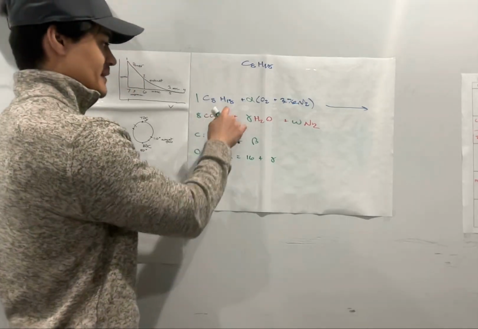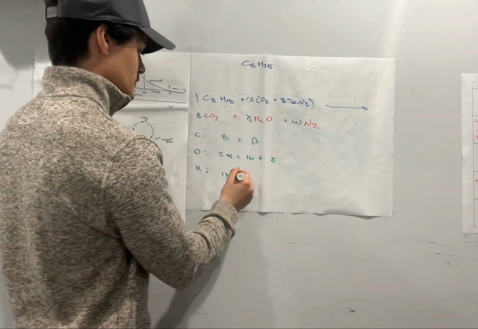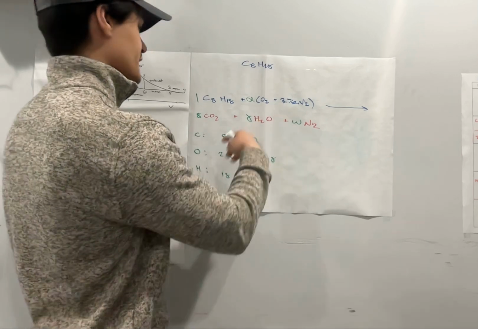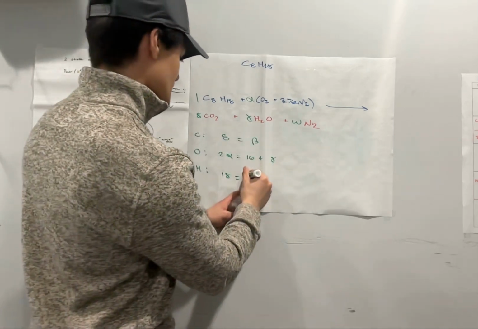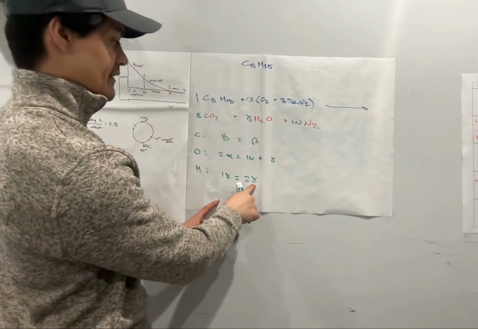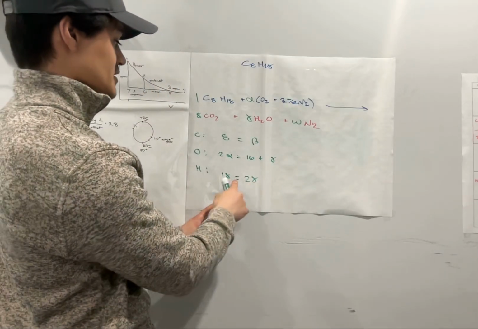So we have 1 times 18, which is 18, and then nothing else on the left. Right side we have gamma times 2, which is 2 gamma. And then we only have 1 unknown, so gamma equals 9.